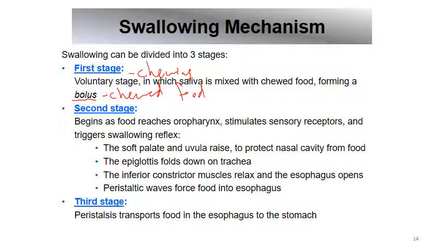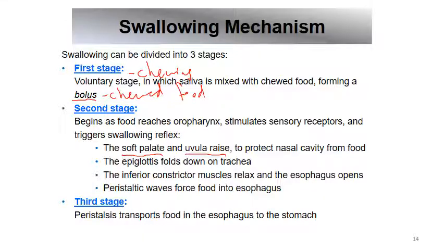Okay, so next, the food is going to reach the oropharynx. This is really the main part of swallowing. In this part, what I want you to know is that the soft palate and the uvula raise. This is to block the food from going into your nasal cavity when you swallow. Sometimes it doesn't work, and the food can end up in the nose.